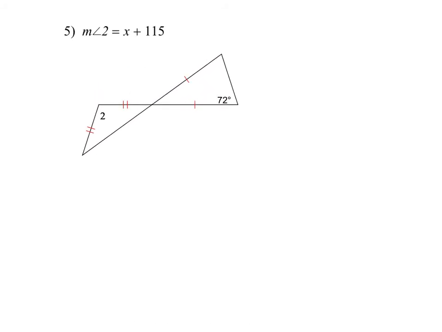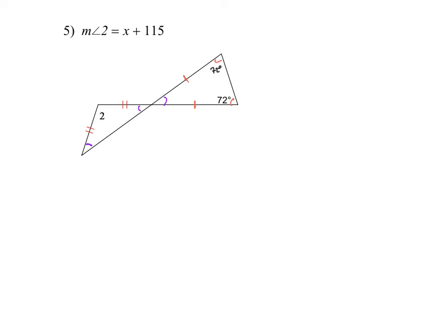Now I'm given that angle 2 measures x plus 115. So let's start working with this type of exercise. Because these two sides are congruent, I know that these two angles are congruent. So this one is 72 degrees. I need to find this angle right here. Let's mark it in another color. These two angles are congruent, and this angle over here is also congruent to those that I just marked in purple.